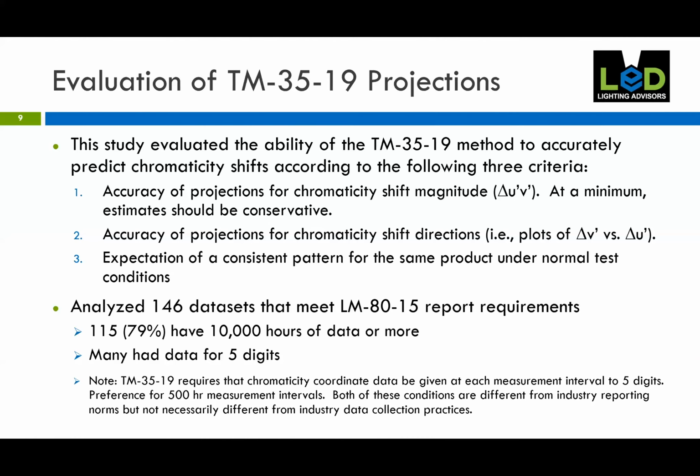For the data that led to this study, we analyzed 146 data sets that met the LM-80-15 reporting requirements, and 115 of those data sets had 10,000 hours or more of test data. To understand the ability of TM35-19 to predict the future chromaticity, its accuracy relative to these three criteria was examined for all the LM-80 data sets we acquired. The remainder of this talk will discuss representative TM35 case studies from each of the four major LED package platforms.